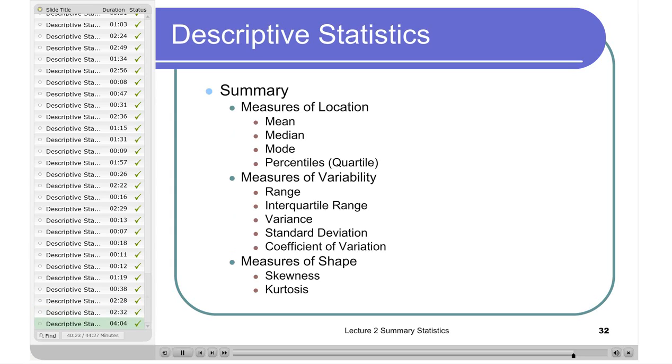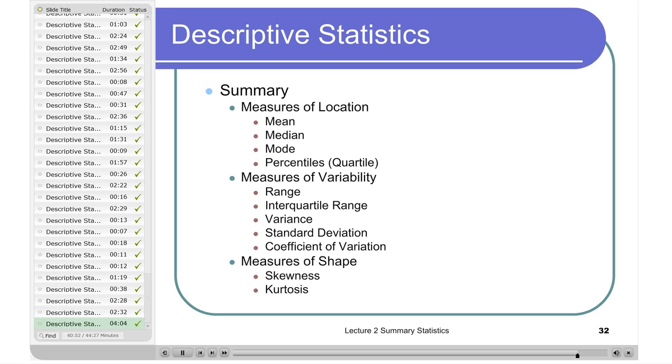Okay, let's just look at a summary of all the topics that were covered in this presentation. Roughly speaking, there were 3 different topics, and the first one was measures of location. We have the mean, which is the average of all the numbers in the data set. You just have to add up all the numbers and then divide by how many numbers are in your data set. You've got the median, which is the middle number in a data set, and then you have the mode, which is the most frequently occurring number in the data set.